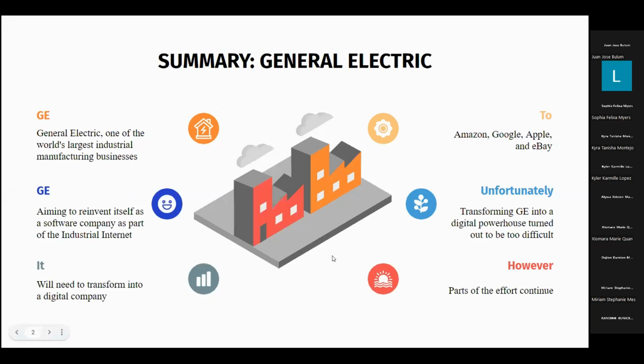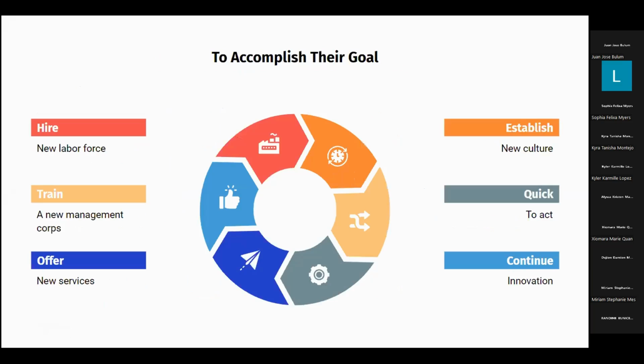So, a summary of General Electric. General Electric is one of the world's largest industrial manufacturing businesses and is aiming to reinvent itself as a software company as part of the industrial internet. To accomplish their goal, GE will need to hire a new labor force, train a new management corps, offer new services that customers will pay for, and establish a new culture that is more collaborative, quick to act, and innovative.